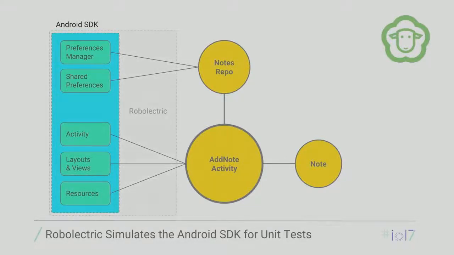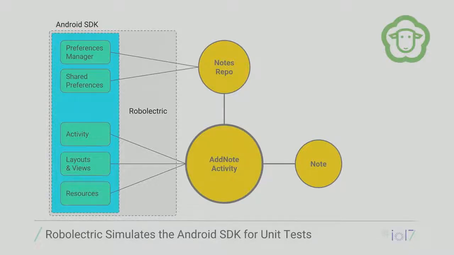Since Robolectric runs as a local unit test, it'll still be running on your workstation, not on an emulator. But Robolectric provides kind of a little Android sandbox next to your test where the actual SDK code is running. You'll have access to your activities, your layouts and views and resources, and you can generally just call most Android methods and they'll work like you'd expect.